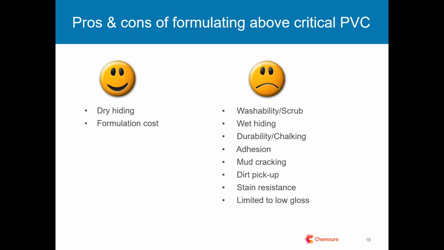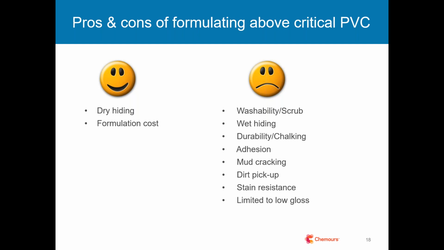So what are now the pros and the cons of formulating above or below the critical PVC? Above critical PVC, of course, we can use air. So that can result in a very high dry hiding. Air is still free, so that lowers the formulation costs. But the negative points are typically washability and scrub, and the wet hiding, because these pores need to be formed. In the wet stage, there are no pores yet, so that's not useful.